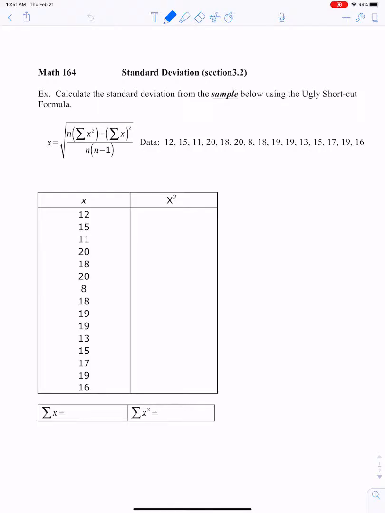What I have here is the handout that we did in class yesterday. It is an example of using the ugly shortcut formula to find the standard deviation from a group of data.